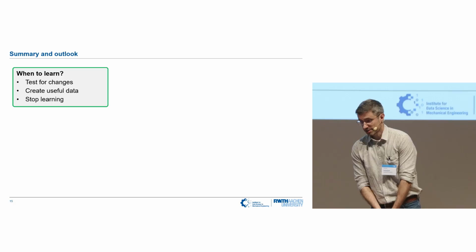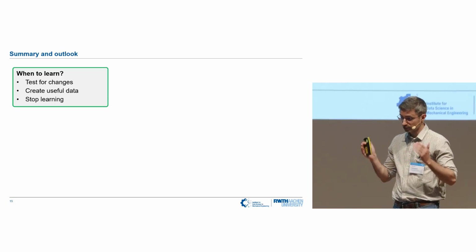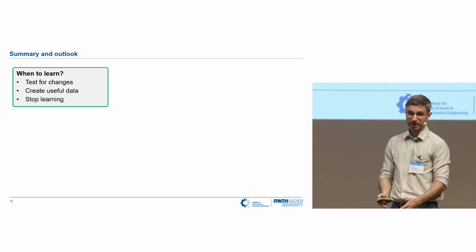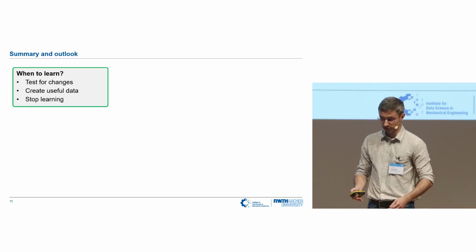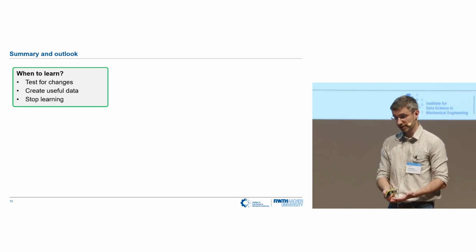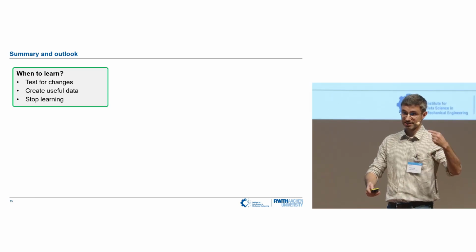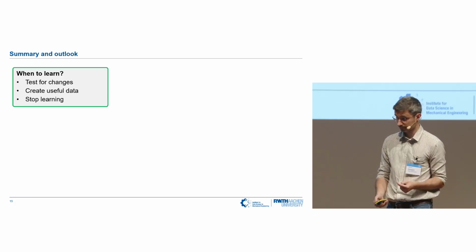And with this, I want to sum up and give you a little outlook. So the core idea here is when to learn. This is the essence of event-triggered learning. And we want to test for changes. If we detect these, create useful data, and then we stop learning because we don't need it anymore. Instead, we keep testing if there is change. And if we detect this, we go back to learning.